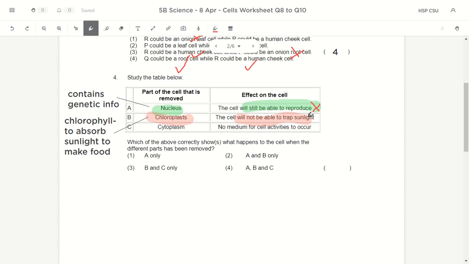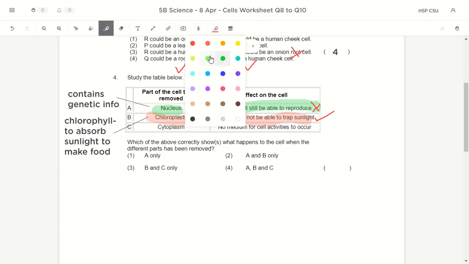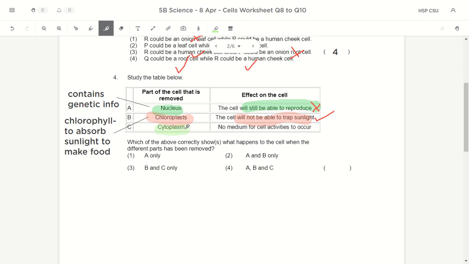Okay, so without the nucleus, cannot reproduce, but without the chloroplast, you cannot trap sunlight, cannot make food. Let's go to the last one. If I take away the cytoplasm, there's no medium for cell activity to take place, which is correct because we know cytoplasm is actually where, okay, let me just write down here, where the activities of the cell take place, where activities take place.